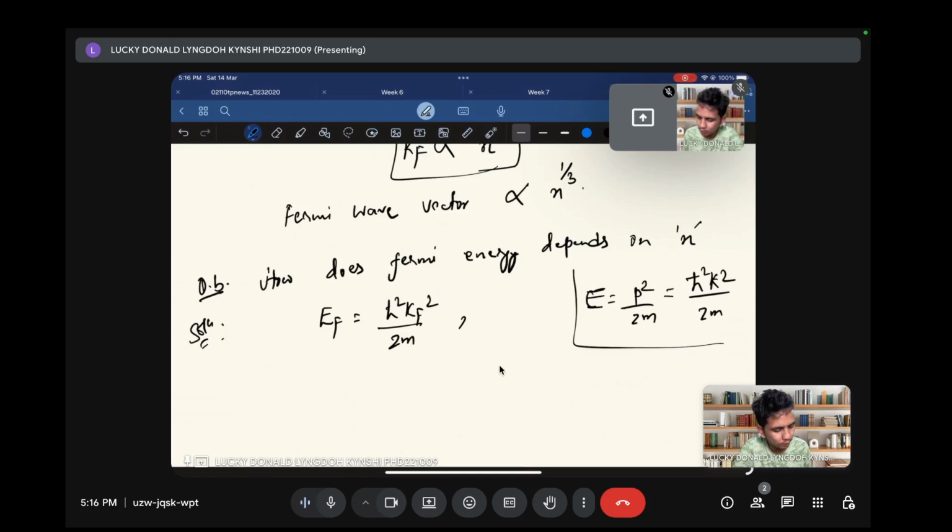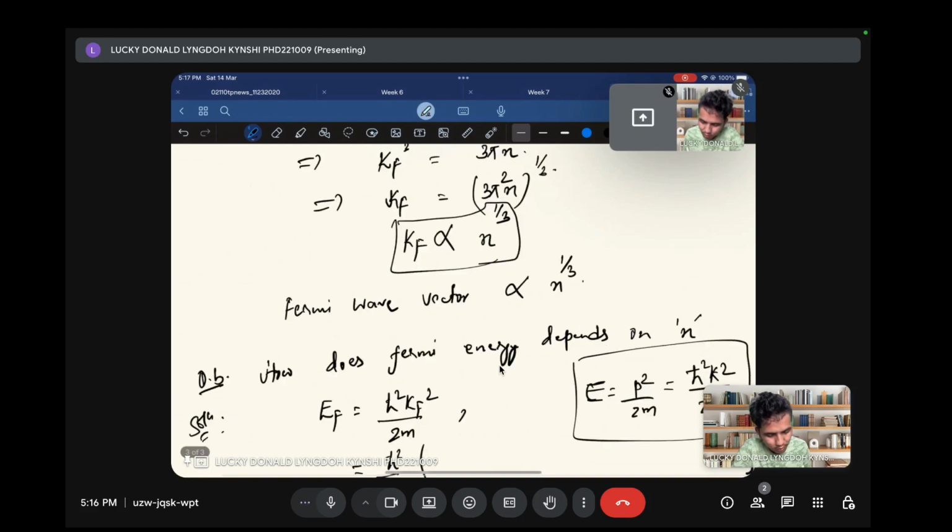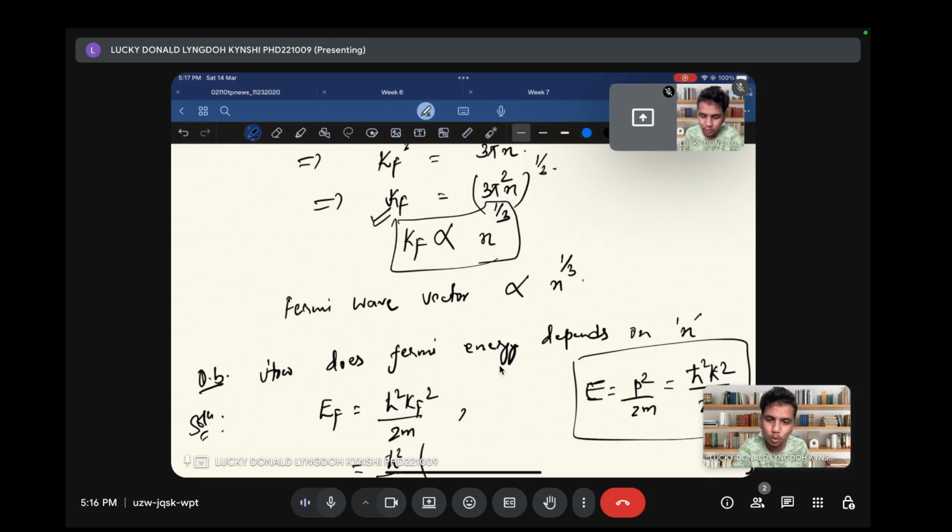So this is the formula of your energy. Simply, momentum square by mass is equal to ħ²k²/2m. So it is the Fermi energy, so you can replace it by the Fermi wave vector. Now what happens? We get ħ²/2m, and kF square is what? kF you know, and you just square. You can just substitute the result from question number A into question number B.